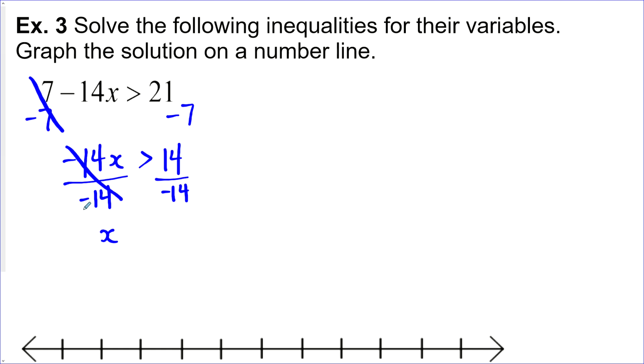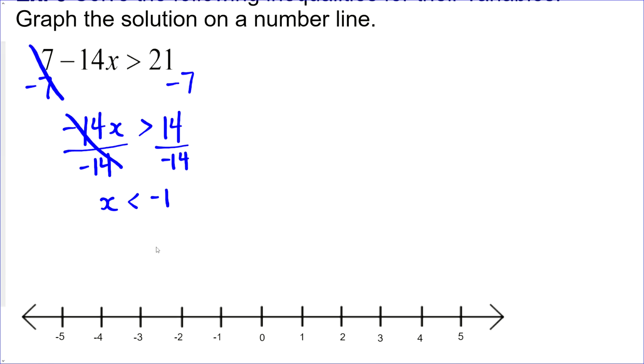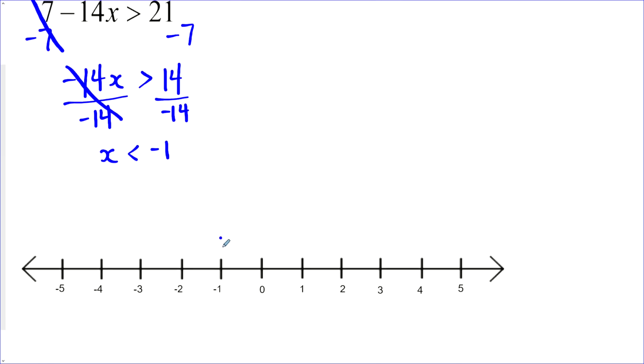And because we divided by a negative number, we need to flip this inequality. So x is now less than negative 1. Now on the number line, we find negative 1. We'll put an open circle because we're just less than. And we want an arrow going this way.